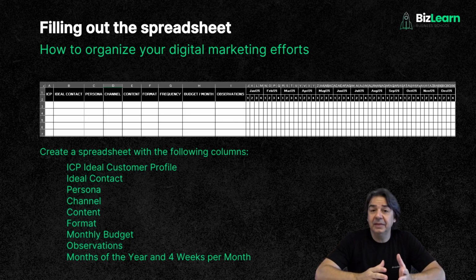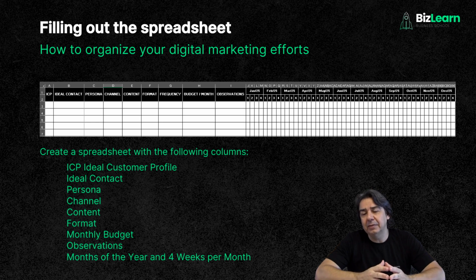Frequency, which is the time interval between events and the number of times that we will repeat a certain action. Monthly budget, which refers to the financial value that will be invested in advertising that content. Observations, which is the spreadsheet field where we will enter any important instructions, such as reposting on other social networks, or the need for someone to approve the content, in short, any information that is not in the other columns. Months and weeks of the year, which are the fields where we will enter the amount of content that will be produced and when it will be published on the various channels.